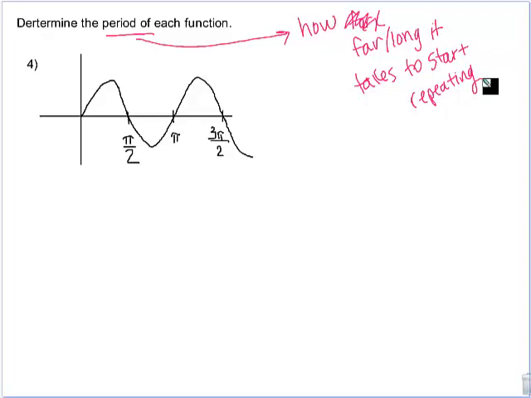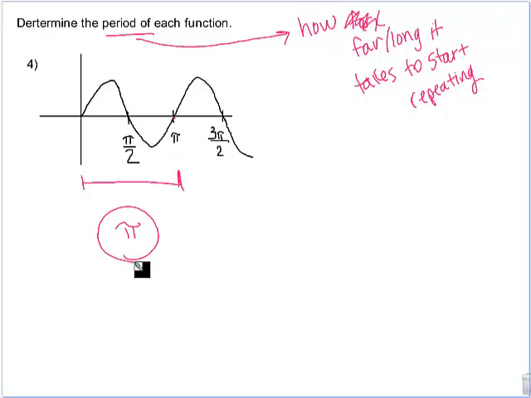Here we're starting at 0, 0. We go up, we go down, and we cross the x-axis again. Looks like we hit a valley, we start going back up, cross the x-axis, go back down, cross the x-axis. So when does it look like we are starting to repeat? At pi. Right here at pi, it looks like it starts to repeat itself, so the period of this function is pi. You can have some really funky looking functions like this, but it's just a matter of deciding when it actually starts to repeat itself.